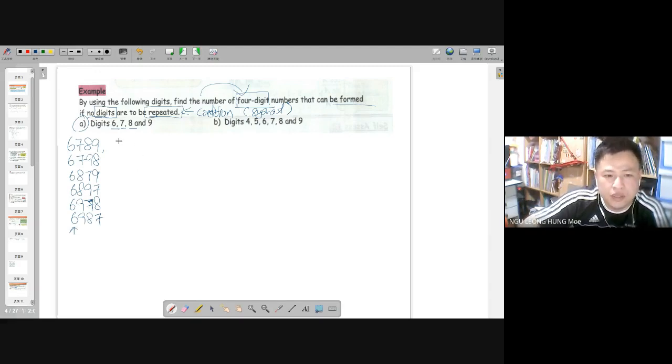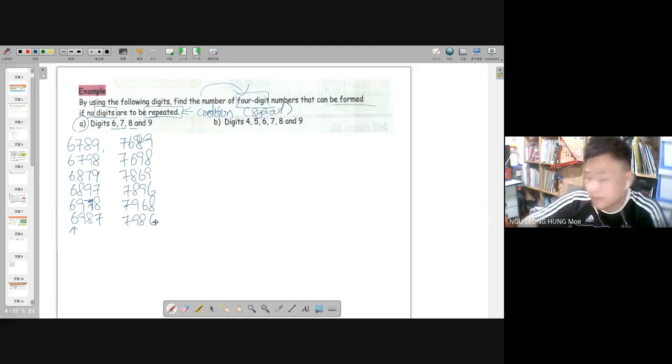Any more numbers that can be formed starting with 6? No more. Okay, good. Then we start with 7. 7, 6, 8, 9. 7, 6, 9, 8. Then 7, 8, 6, 9. 7, 8, 9, 6. 7, 9, 6, 8. 7, 9, 8, 6. Okay, also finished already, right? No more, right?